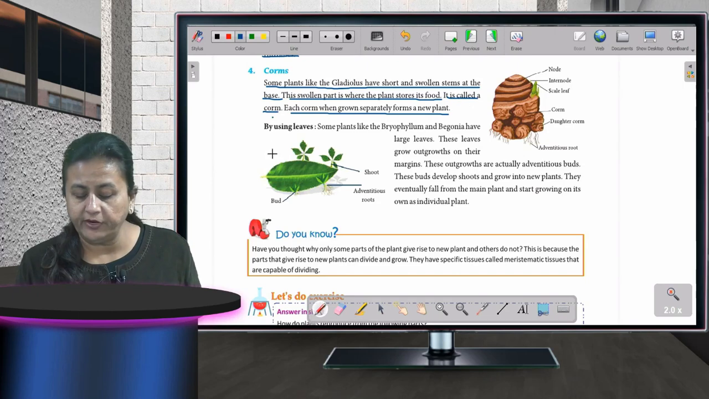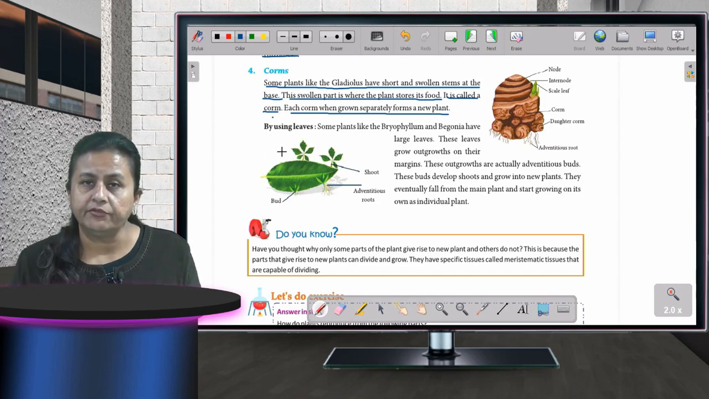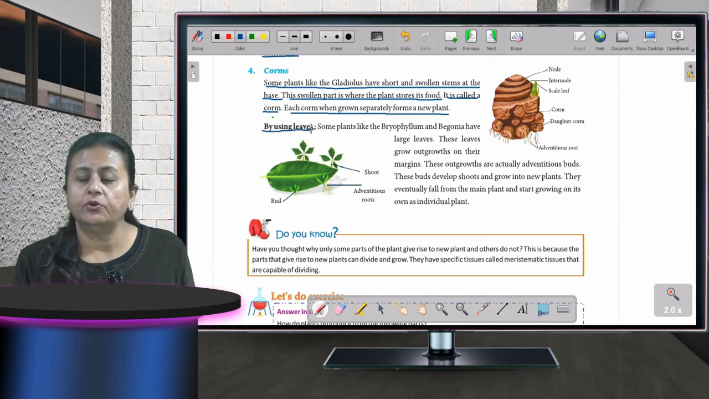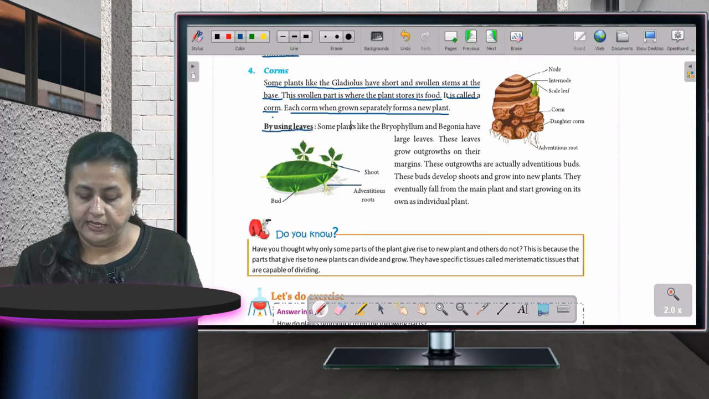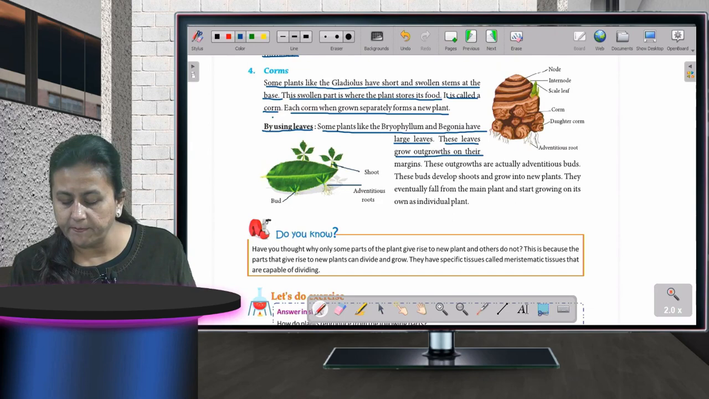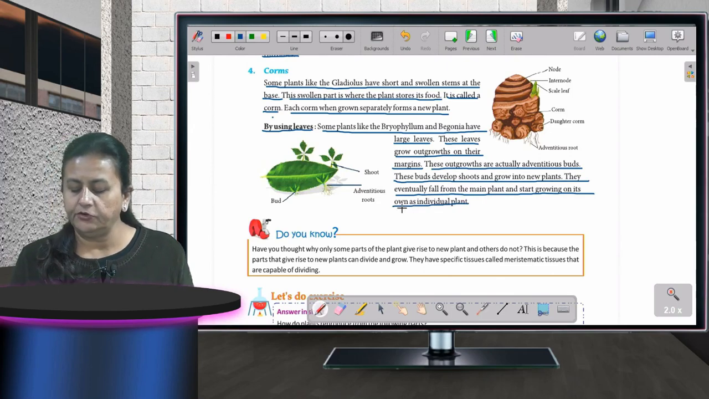Now a beautiful example of a plant which grows through leaves is bryophyllum. Some plants grow by leaves only. Some plants like bryophyllum and begonia have large leaves. These leaves grow outgrowths on their margins. These outgrowths are actually adventitious buds. These buds develop shoots and grow into new plants. They eventually fall from the main plant and start growing on their own as an individual plant.